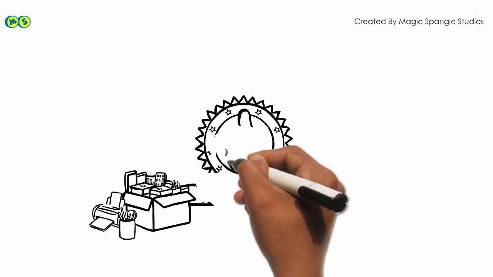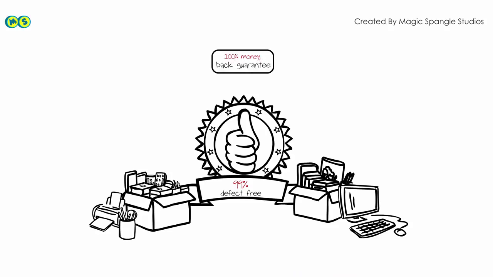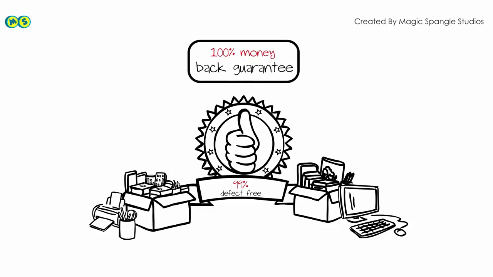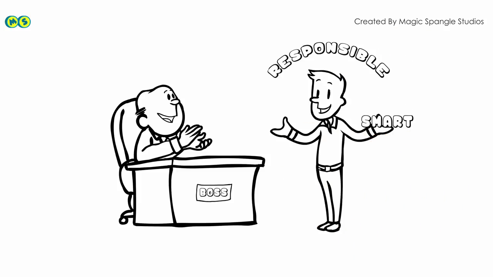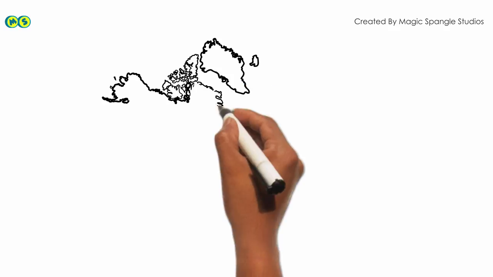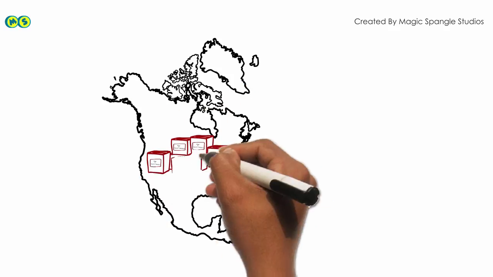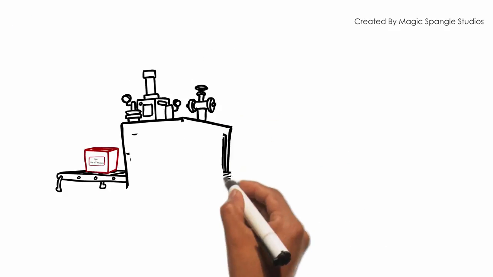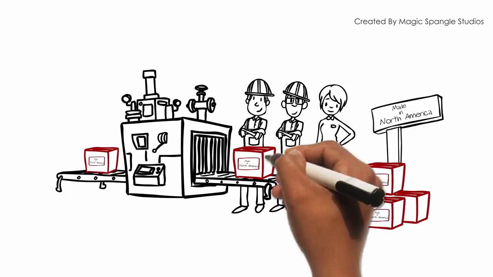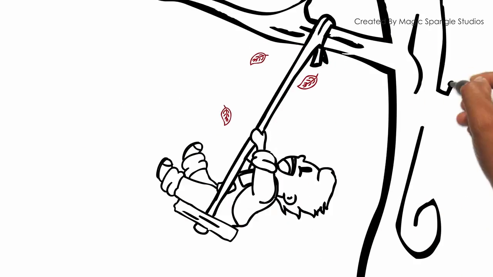With 99% defect-free products, a 100% money-back guarantee, and hundreds of eco products to choose from, you can be smart, responsible, and totally eco-savvy. Many of the Raw Office eco-friendly products are made in America, which means real jobs for your friends and neighbors and a cleaner, greener future for your children.